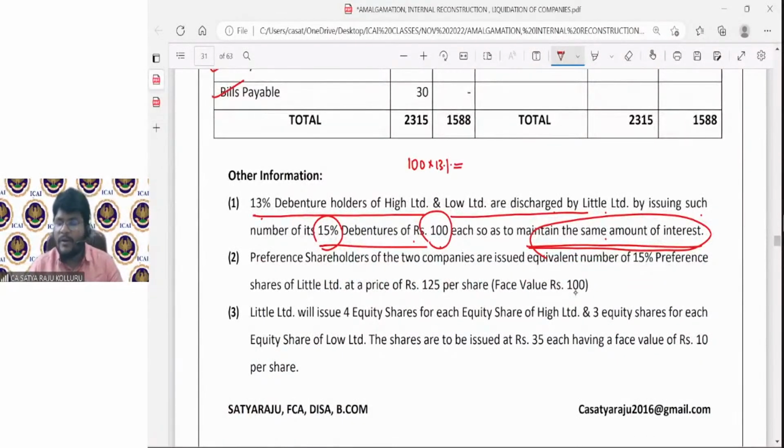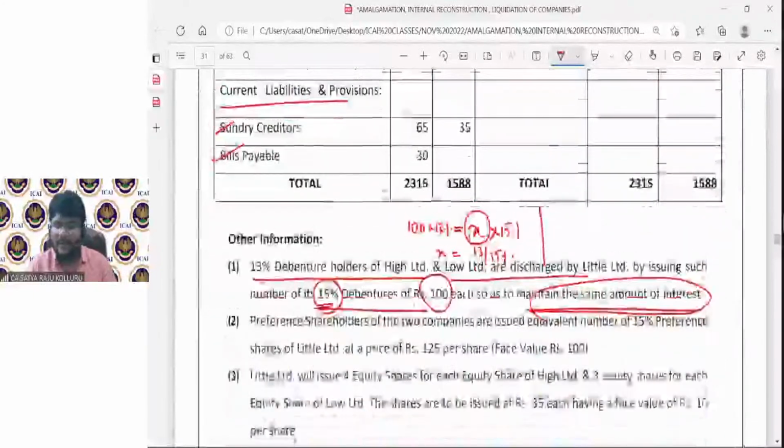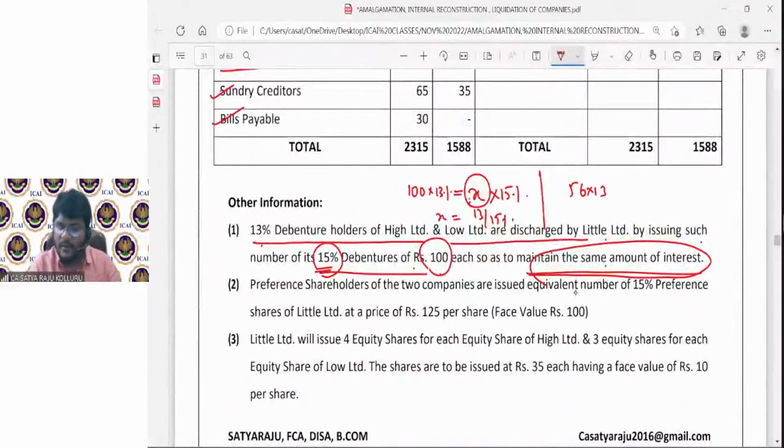Now, how much worth of face value of debentures should the purchasing company issue? I don't know. That is the face value of the debenture that needs to be issued. But on such debentures, debenture holders will get how much interest? 15%. Then if you want to know the face value of the debentures to be issued, X into 15% is equal to 13 lakhs, so X is equal to 13 by 15%. This is for High. Similarly for Low, 56 into 13% is equal to X into 15%. Therefore, X is equal to 56 into 13% divided by 15%.